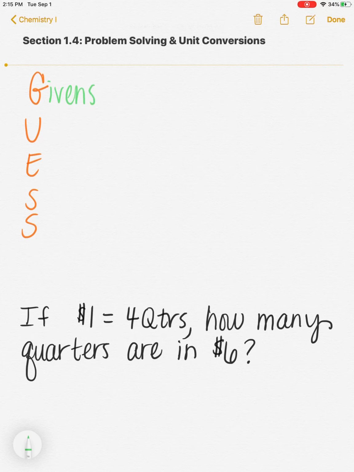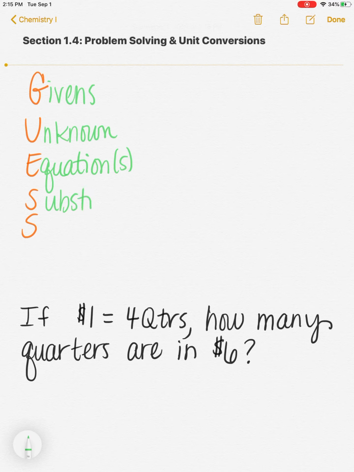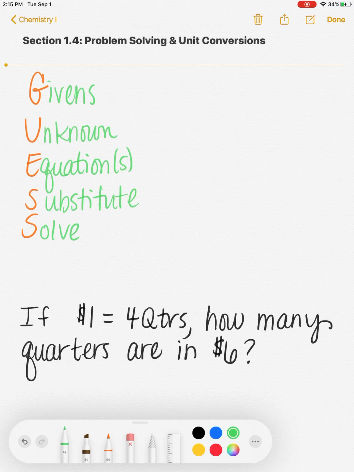The G stands for givens. So the first thing you write down is what you are given in the problem. Then you identify the unknown, what you're trying to solve for. You then find an equation or equations, which will help you to find that. You substitute in the values that you are given, and then you solve.